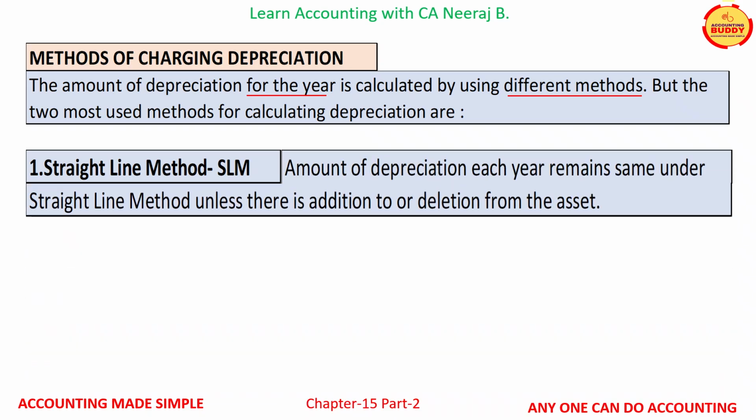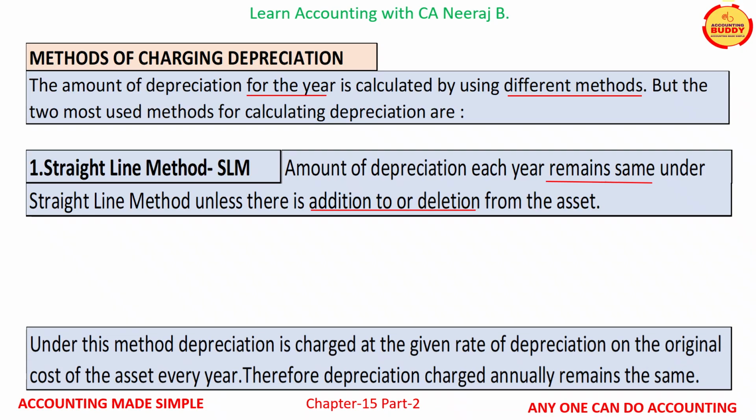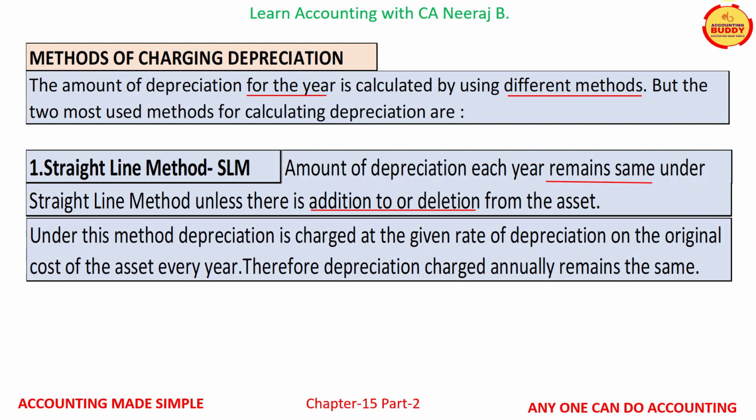Amount of depreciation each year remains same under straight line method unless there is an addition to or deletion from the asset. Under this method, depreciation is charged at the given rate of depreciation on the original cost of the asset every year. Therefore, the depreciation charged annually remains the same.